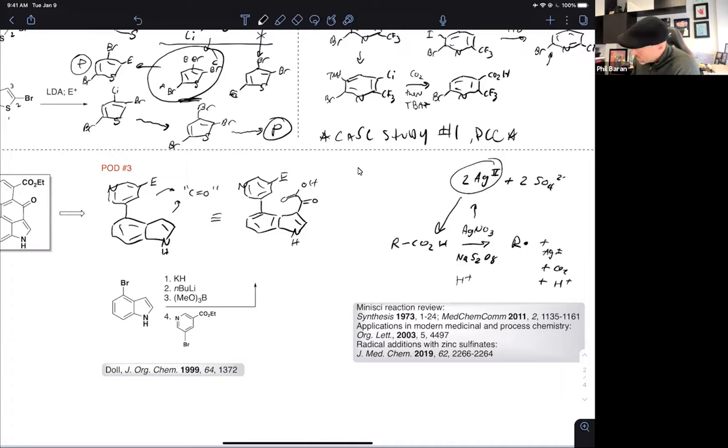Now let's take a look at Simona's suggestion and how we make that oxalate. So the first step is treating this with KH, then n-butyllithium, then trimethyl borate, and then finally the bromo compound and some palladium. And following that, all we need to do is make the corresponding oxalate with oxalyl chloride. So who can guide us through how this works?